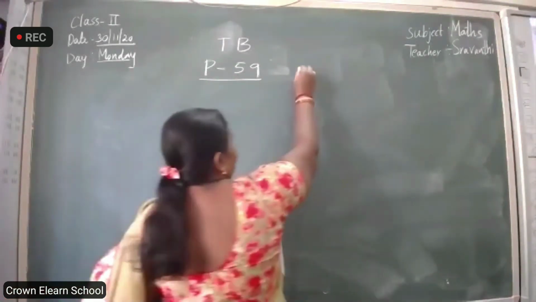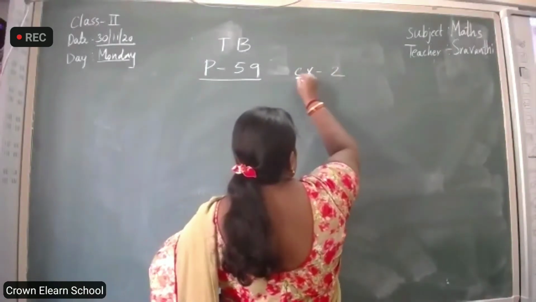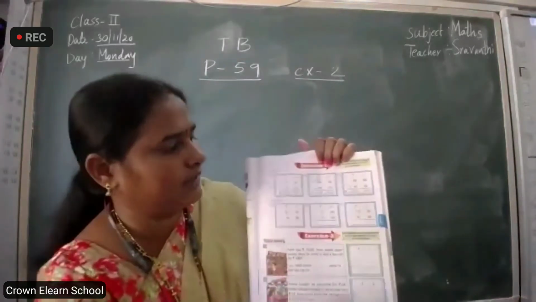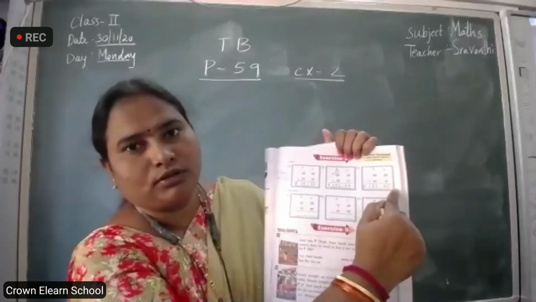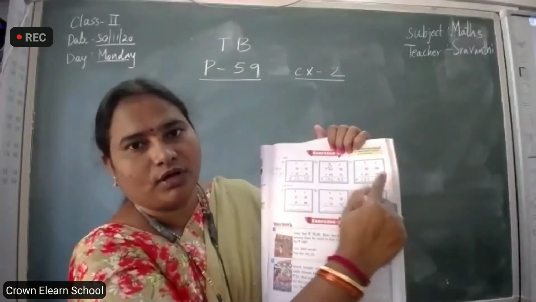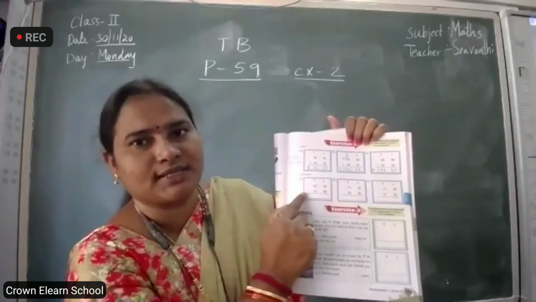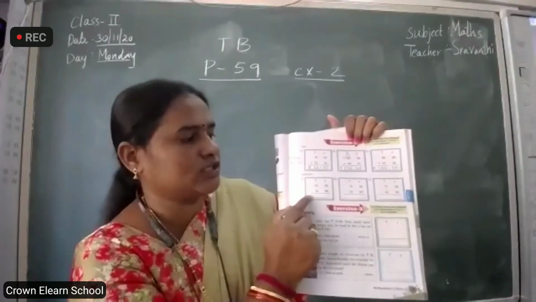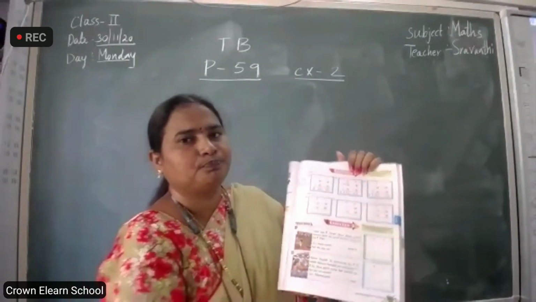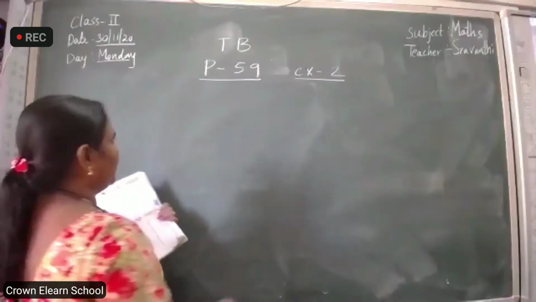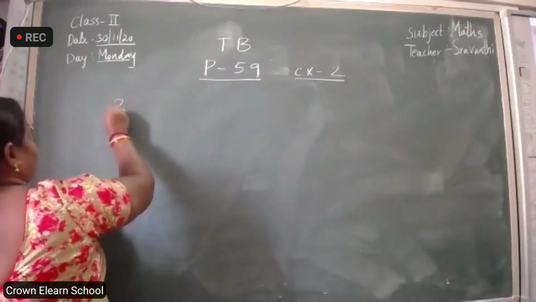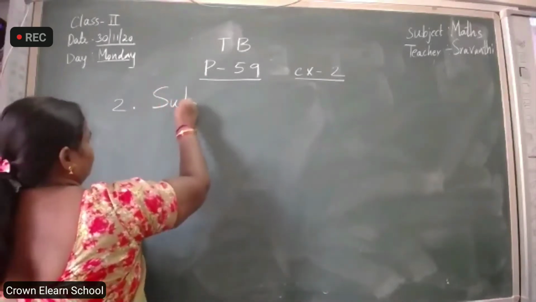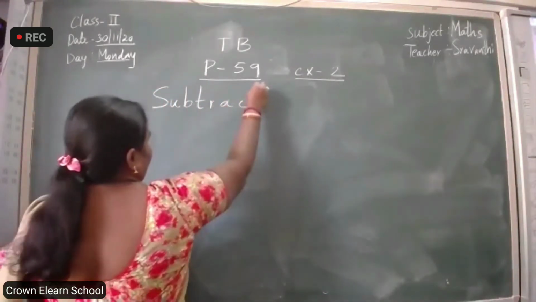In exercise 2, I made you do additions already. We had done additions. Now, second Roman, subtractions are left. Okay, let us do subtraction now, second Roman. Are you ready? It's page number 59. Now we are going to do second Roman. Subtract the following.